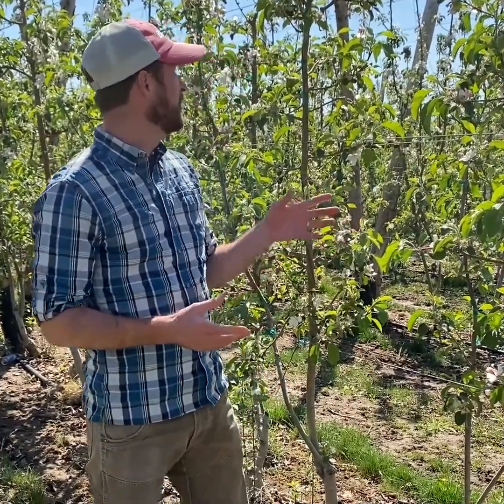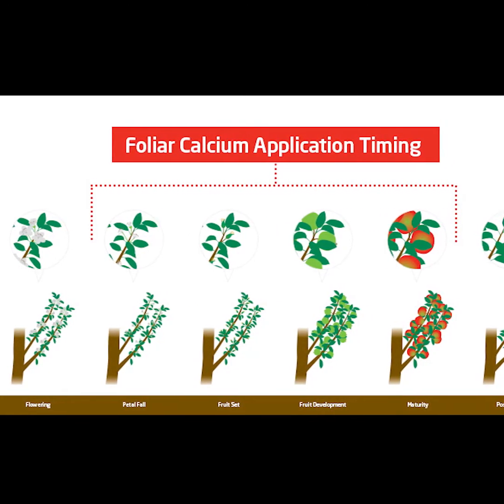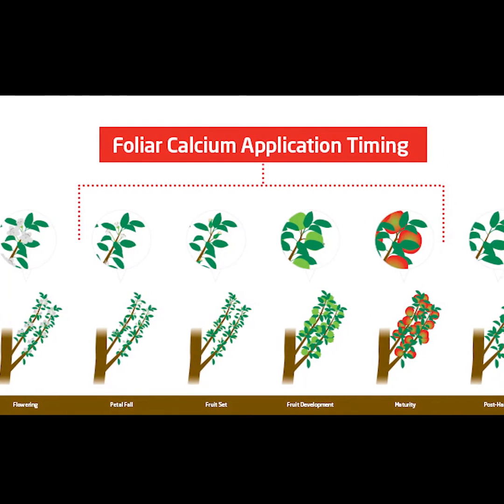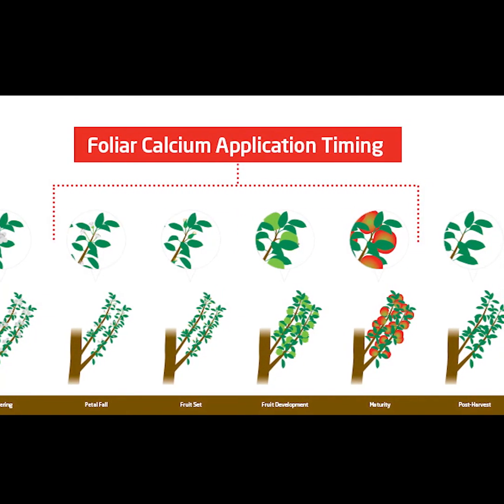We're at a timing where you could start, or you'll be starting soon, when petal fall is complete, and then you'll go through and continue to apply them while the fruit is developing. And that's important so that you build up those high concentration levels of calcium in the fruit and prevent those physiological disorders. So Brant has several products that are a real good fit for foliar calcium sprays.